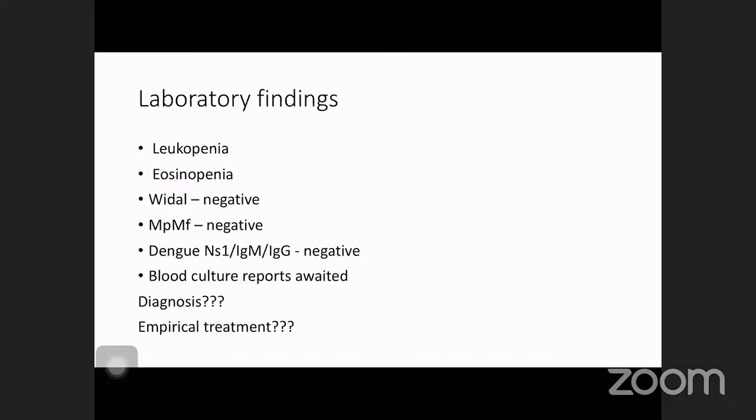In the laboratory findings, the very important thing to note here is eosinopenia. Eosinopenia is very indicative of typhoid fever. So the diagnosis is typhoid fever, and the empirical treatment can be either ceftriaxone, or ampicillin, or azithromycin. The main drug of choice could be ceftriaxone or azithromycin.